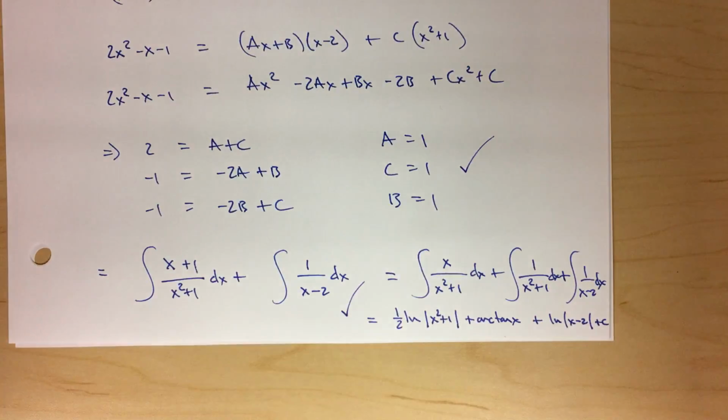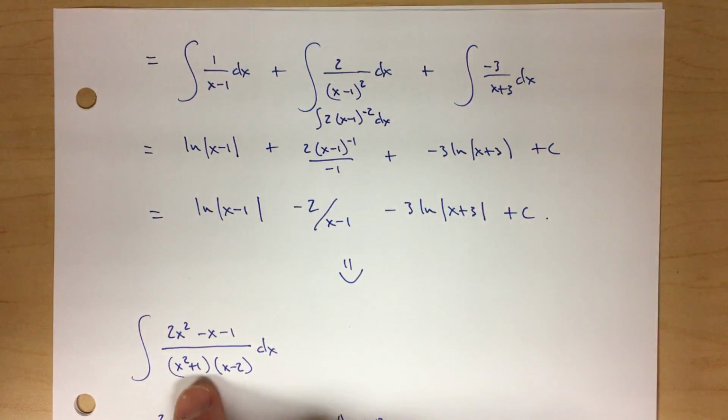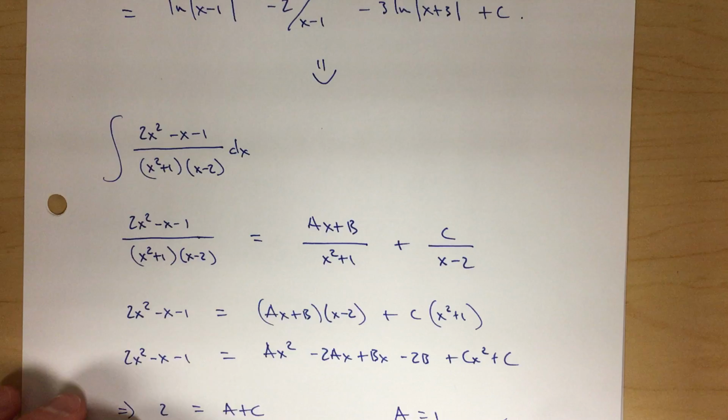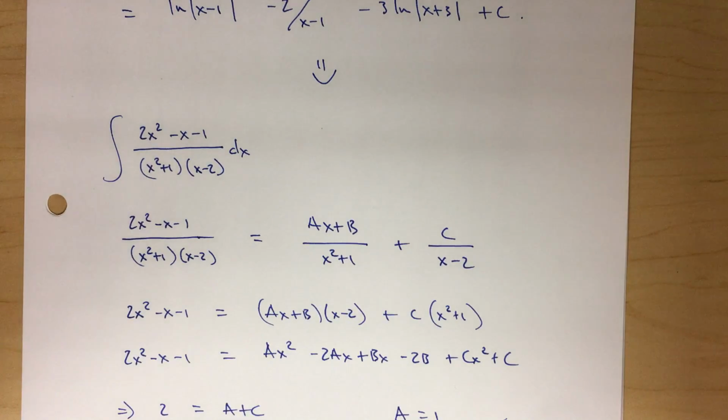So that is kind of a tough problem, but the takeaway is, if you have a quadratic factor that you cannot factor, you need to put a linear factor above it.